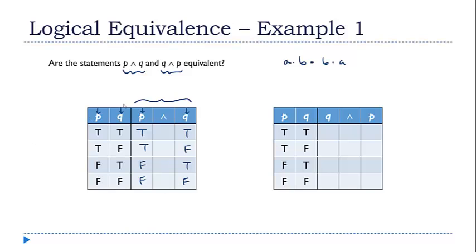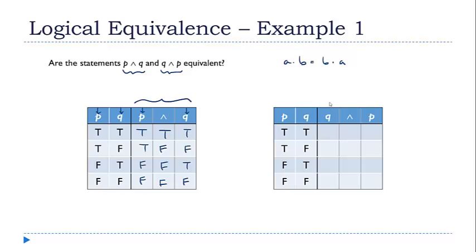Then I'm going to go to my logical AND base table, and I'm going to look up these values. If I look at the row that starts off true and true, the result is true, and the row that starts with true and false, the result is false. The false true row is false, and the false false row is false.